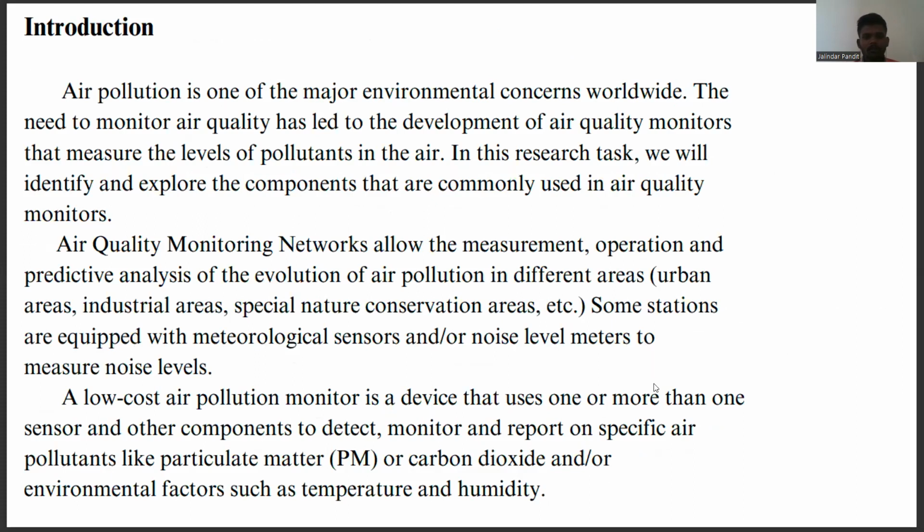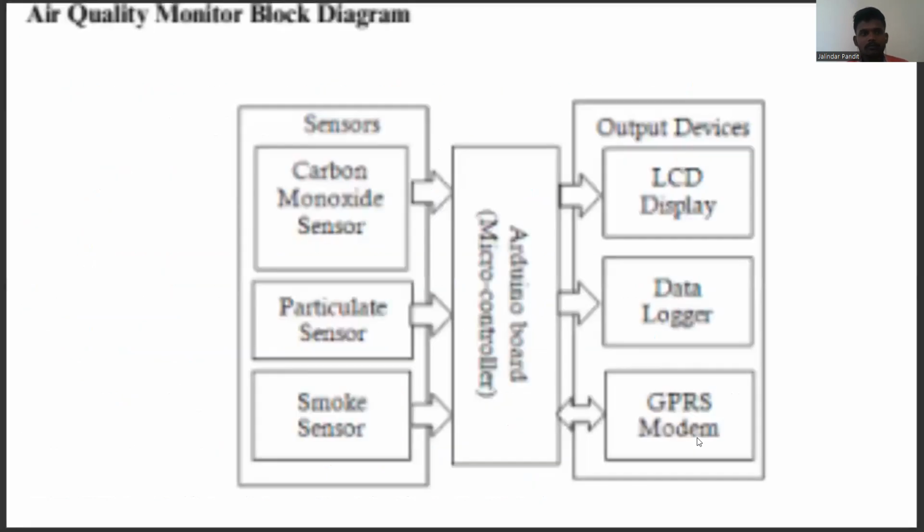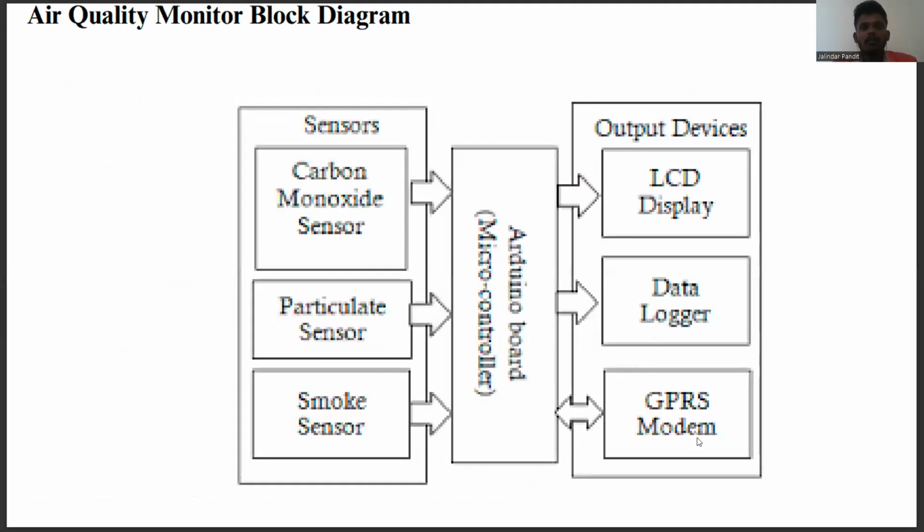A low cost air pollution monitor is a device that uses one or more than one sensor and other components to detect, monitor and report specific air pollutants like particulate matter and carbon dioxide, and or environmental effects like temperature and humidity. These are the air quality monitor block diagram: sensors, output device, carbon monoxide sensor, particulate sensor, smoke sensor, LED display, data logger, and GPRS module.